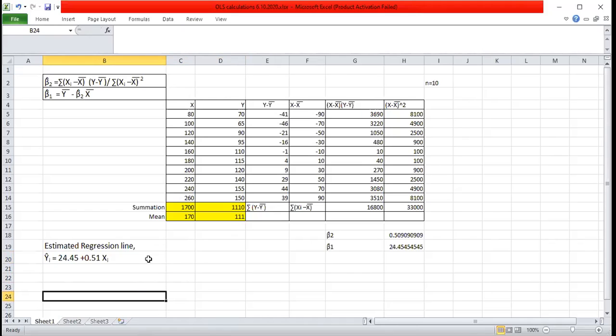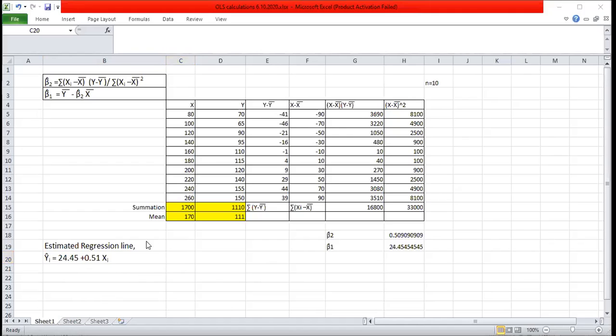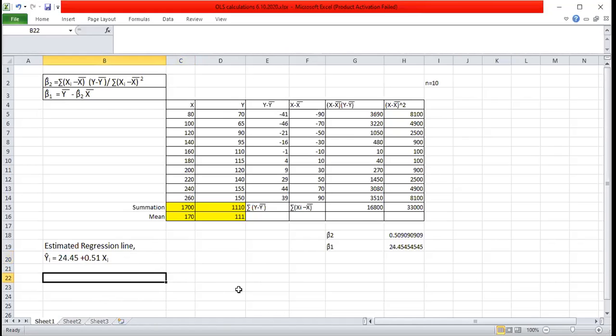But you learn, if you practice it, you learn it. That's not my kind of interest. My interest is how do you explain beta 1 hat, which is 24.45? How do you interpret beta 2 hat, which is 0.51? Can anybody volunteer? Hello? So how do you explain this beta 1 hat, which is 24.45?